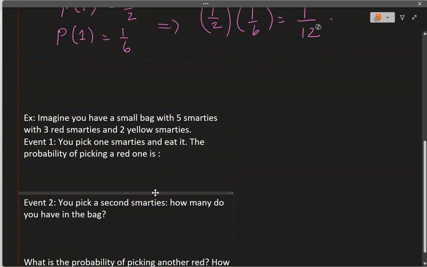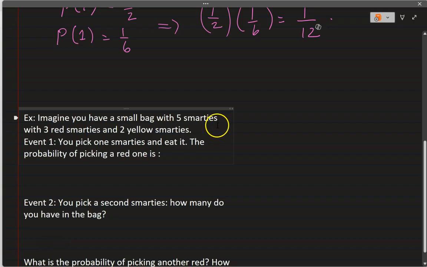This example is, imagine you have a small bag with 5 Smarties, yummy, that's my favorite by the way, with 3 red Smarties and 2 yellow Smarties. When I have Smarties, I tend to collect the same colors. I don't know about you, but that's what I do. Anyways, that's a side point. So we have 3 reds and 2 yellow Smarties, and event 1 is that you pick one Smartie and eat it, randomly.